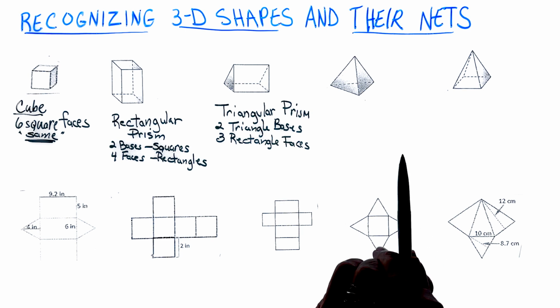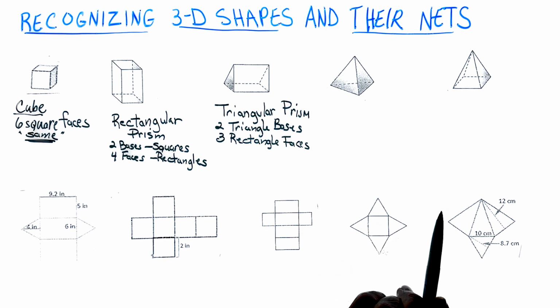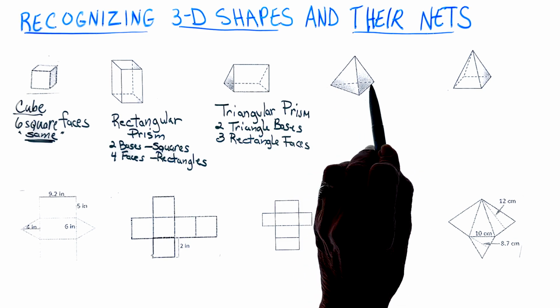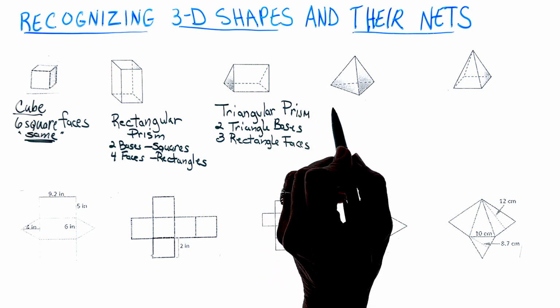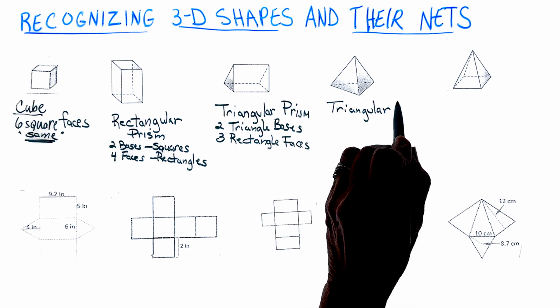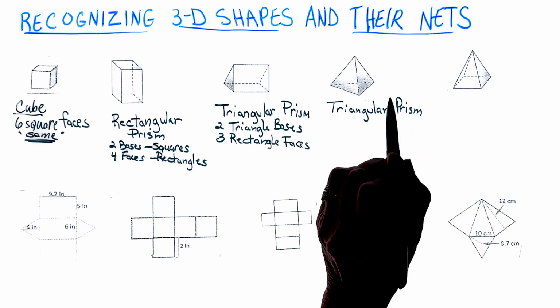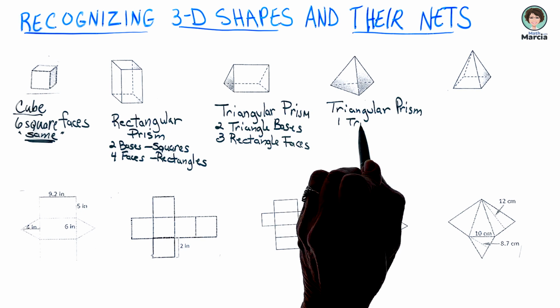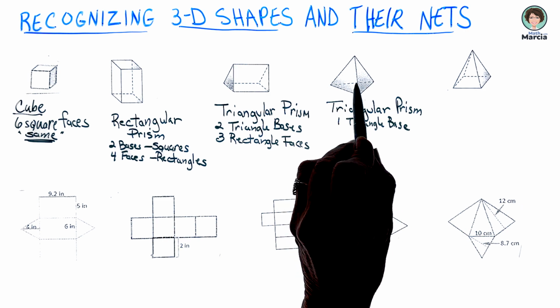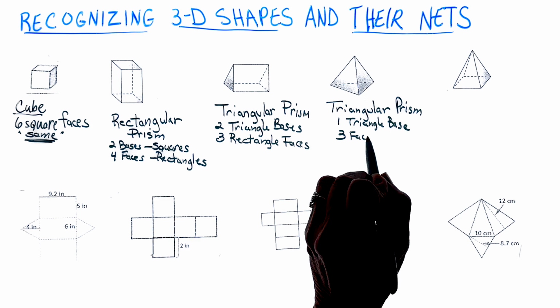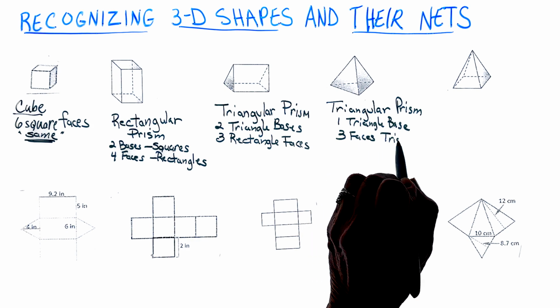So these next 2 are a little bit different because they come to a point at the top. And when they do, we know we have a pyramid. And we will name it by its base. So I can see this base is a triangle. So this is a triangular prism. And again, it has 1 triangle base. But then notice the 3 sides going around it, the 3 faces are also triangles.